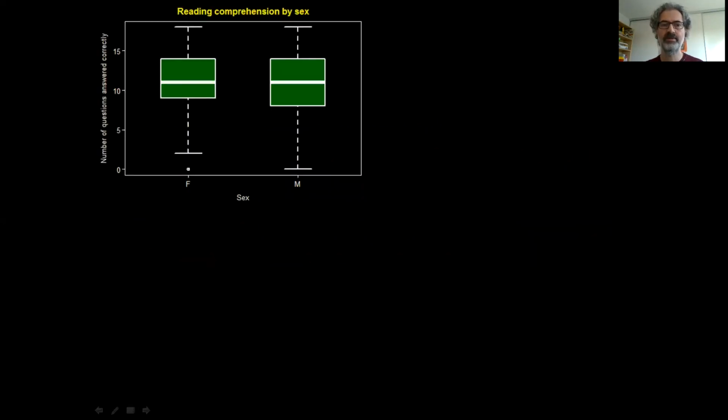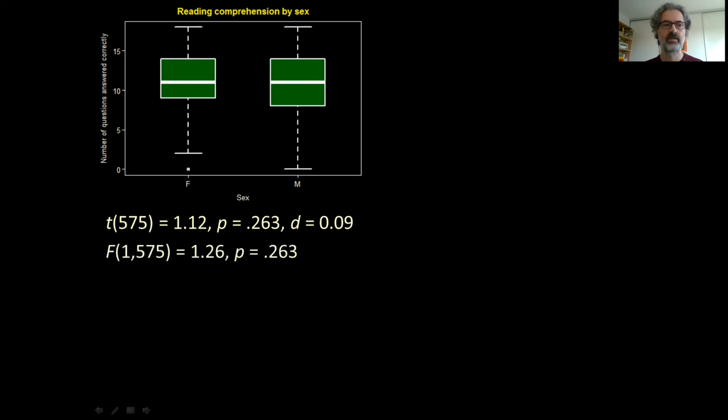So let's take them separately one by one first. This is a box plot of reading comprehension by sex. So the scores for girls versus the scores for boys. Looking at this box plot does not suggest that we should expect any statistically significant differences. If we run the t-test, we find a p-value of 0.263. So we do not reject the null hypothesis that the two means are equal, and there is an associated very small effect size.